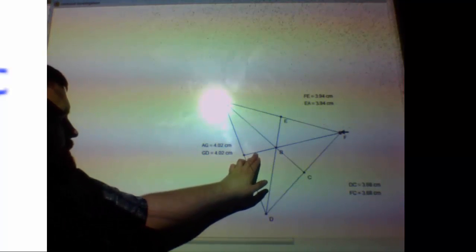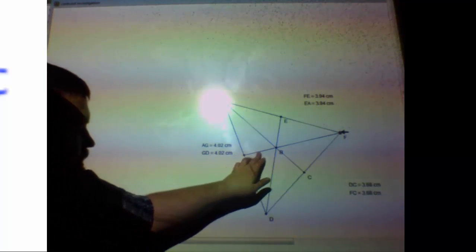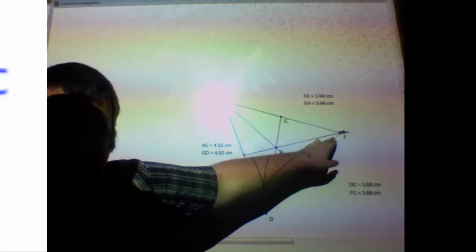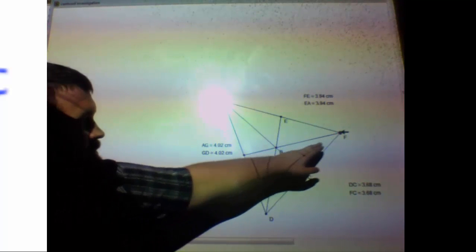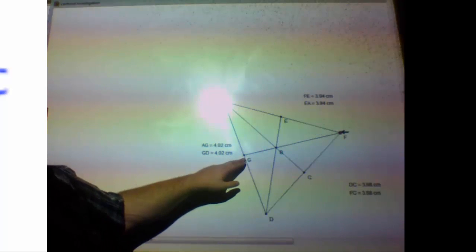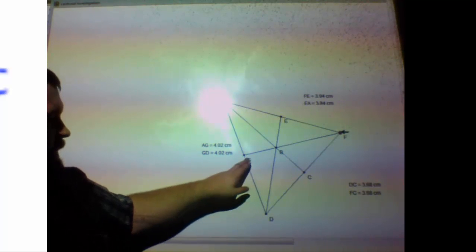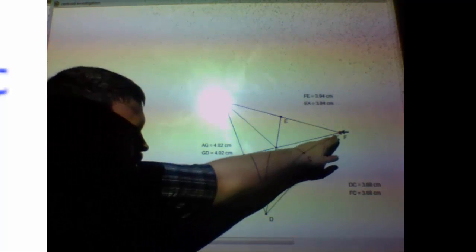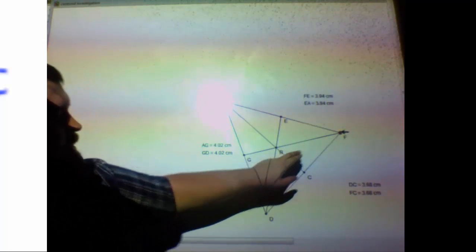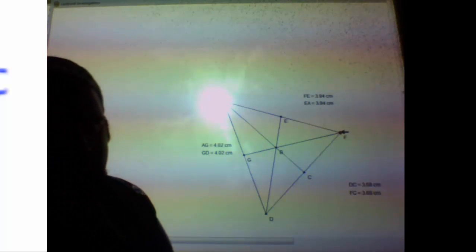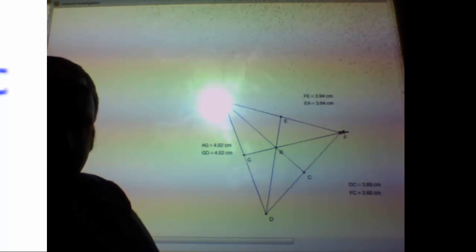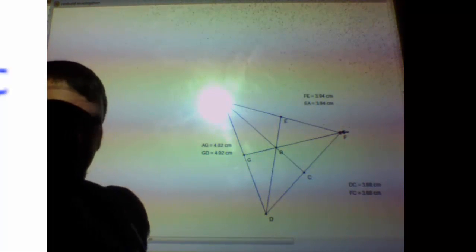This length right here is a third the total length. This length right here from F to B is 2/3 the total length from F to G. And if I look at from G to B and I compare it to B to F, this length here is twice as long as that length there. That's all the concurrency of the medians of a triangle state.